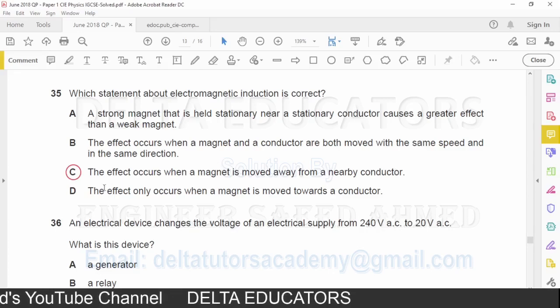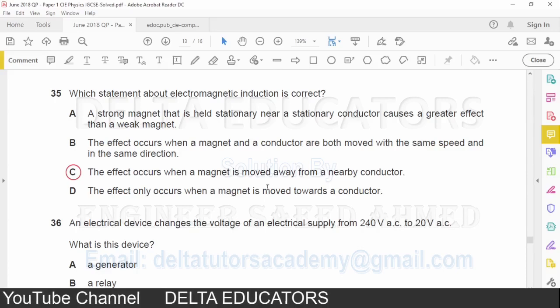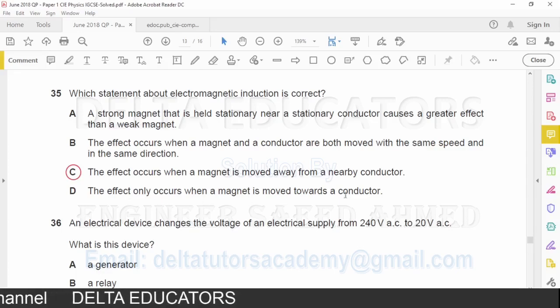What is given in the option D? The effect only occurs when a magnet is moved towards a conductor. When we move a magnet towards a conductor or when we move a magnet away from the conductor, there is an effect. But it is given here the effect only occurs when a magnet is moved towards a conductor. That's why this option is incorrect. So here correct option is option C.